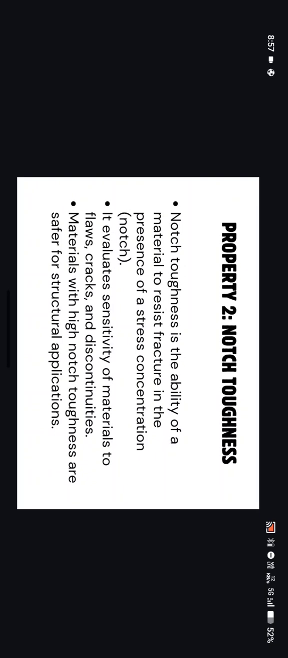On coming to property 2, it denotes the notch toughness. The notch toughness is the ability of a material to resist fracture in the presence of a stress concentration notch. It evaluates the sensitivity of materials to flaws, cracks, and discontinuities. Materials with high notch toughness are safer for structural applications such as buildings and bridges.